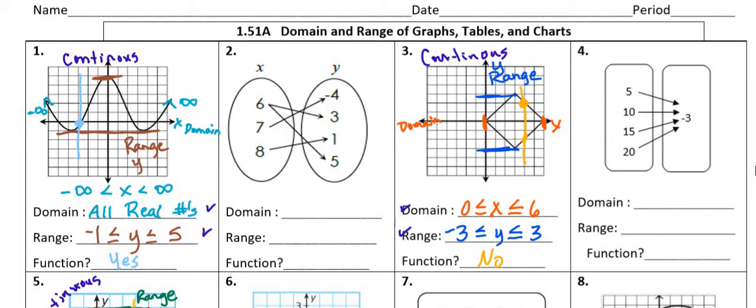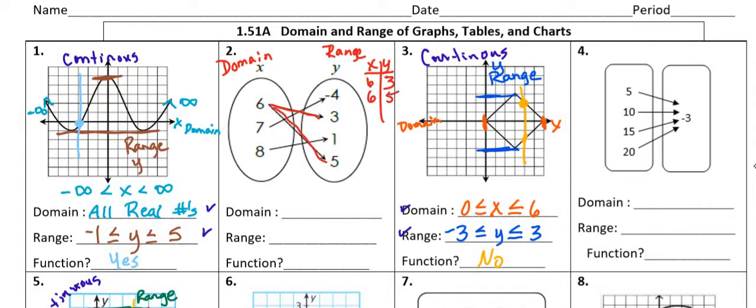Now, when I look at number 2, I see that this is a mapping diagram. So the first thing I'm going to do is write domain above the X and the range above the Y. Now, I can look at this mapping diagram and write it as a table or T-chart. I see that my 6 goes to the 3. My 6 also goes to a 5.